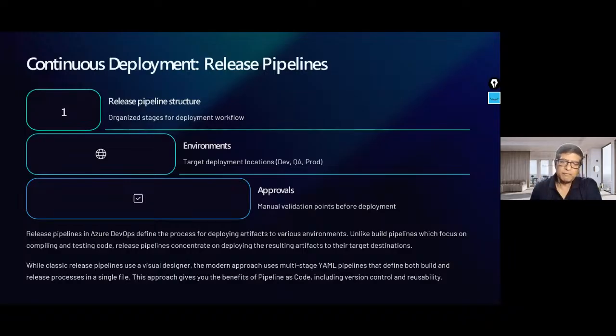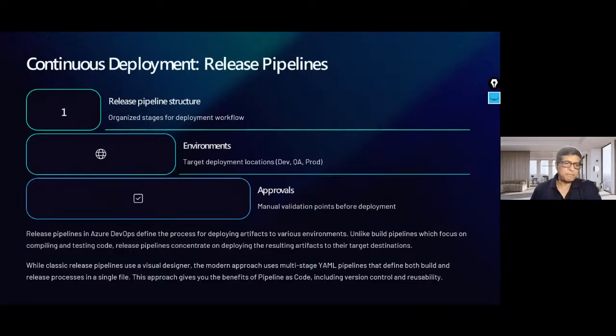So the manual validation points before deployment, these are all validation points. I am happy, I am happy, I am not happy, so it will go back to the previous stage. I am happy, I am happy, I am happy. So approval, approval, approval. Each stage it will pass through approvals.